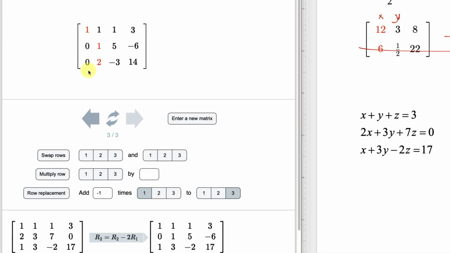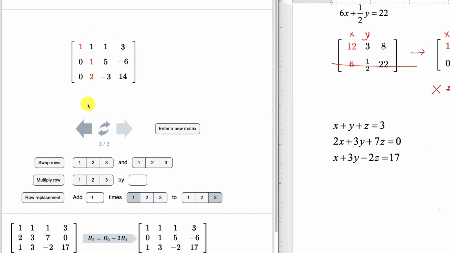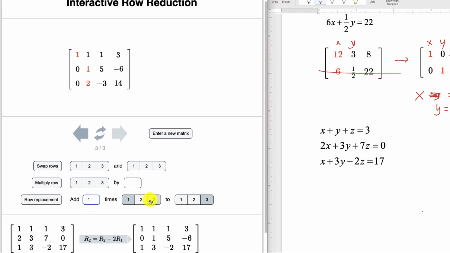1, 0, 0. Now I'm going to this spot because I want diagonal ones. I want that one there. And I want a 0 here. See, now I'm able to multiply by negative 1 here and add up, and it won't change that 1. So negative 1 times row 2, add up to row 1, makes above this one a 0. Negative 1 times row 2, add up to row 1.